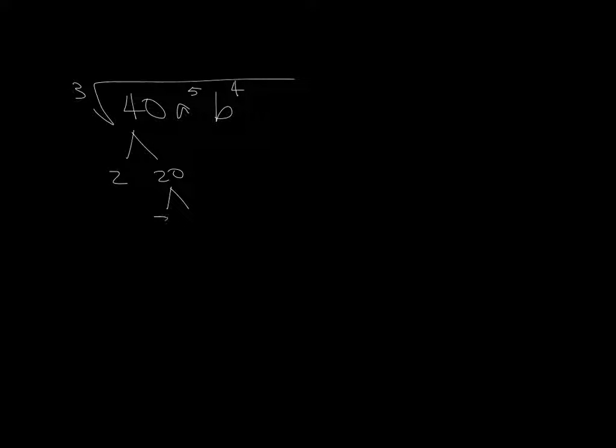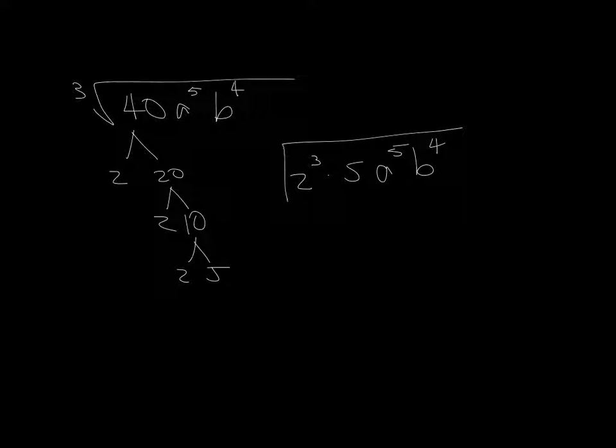2, 20, 2, 10, 5. And we're going to rewrite 40 as 2 cubed times 5, and then we'll do a to the 5th, b to the 4th. Okay. That makes it a little bit easier to go ahead and solve this. The book doesn't teach that, but I like to do that.